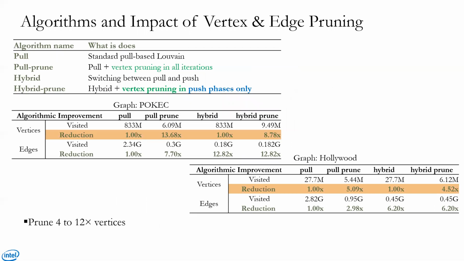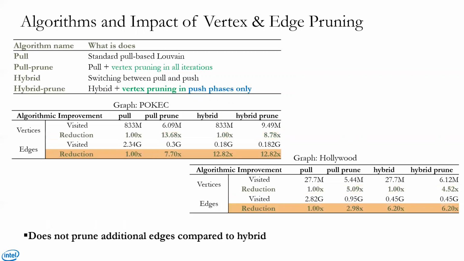When we apply this vertex pruning technique on top of the standard pool and hybrid algorithm, we see a 4 to 12x reduction in the number of vertices. For the hybrid algorithm, we applied pruning only in the push phases. One interesting point to note is that vertex pruning does not prune any additional edges compared to the hybrid algorithm, since the hybrid algorithm was already skipping those edges implicitly.